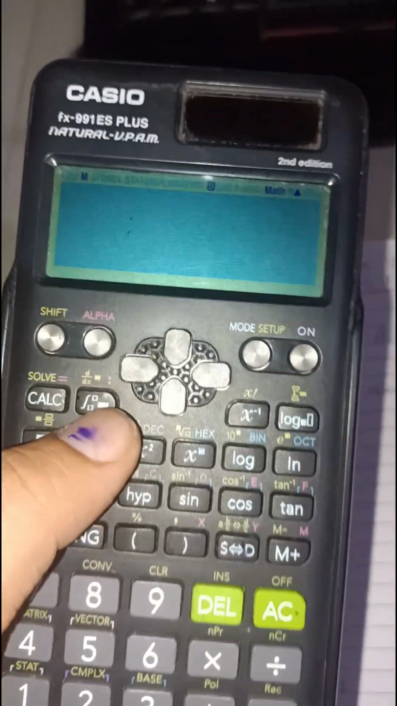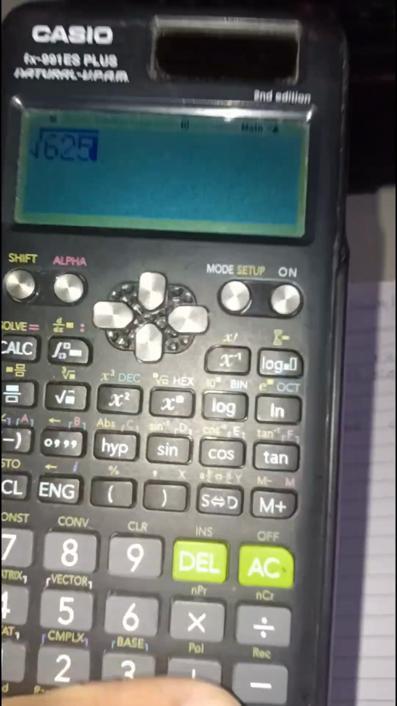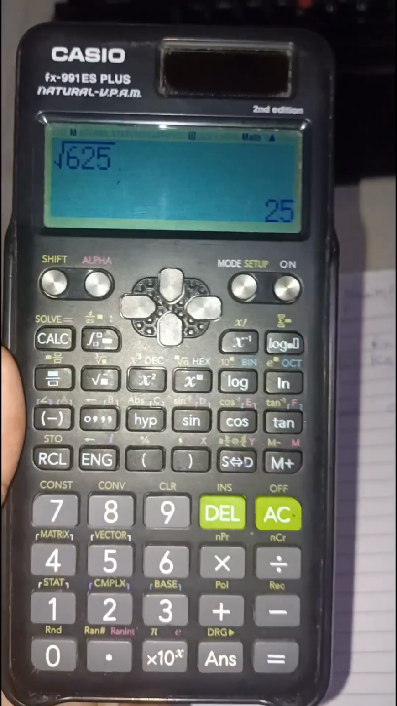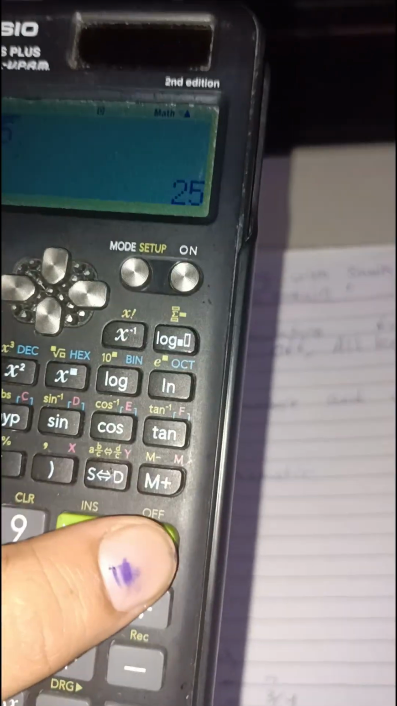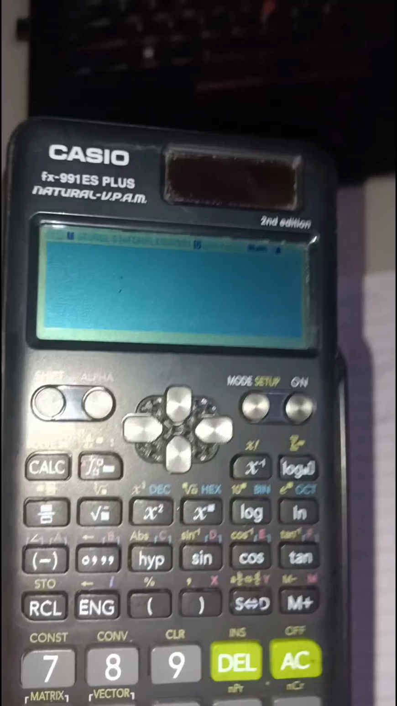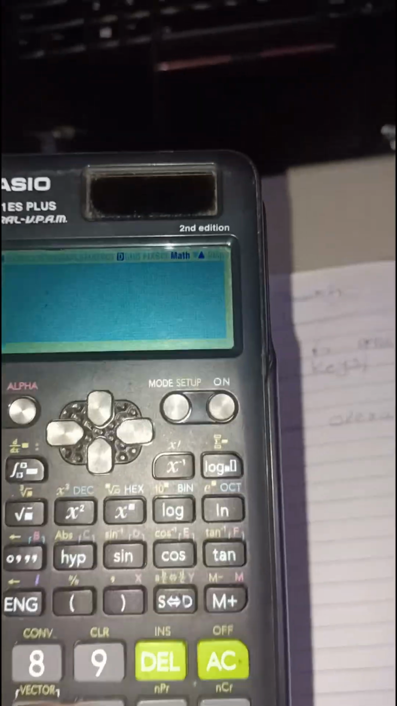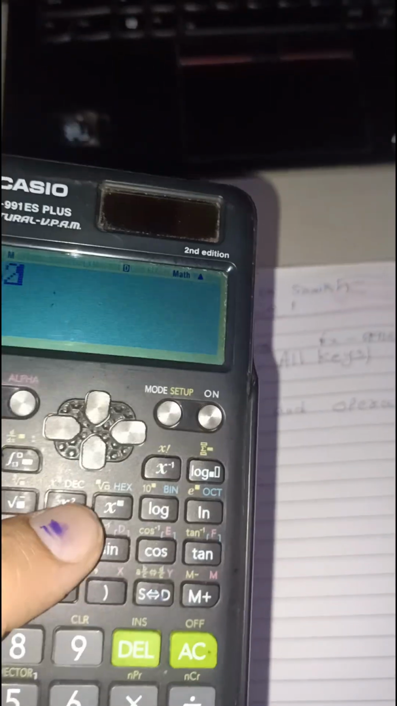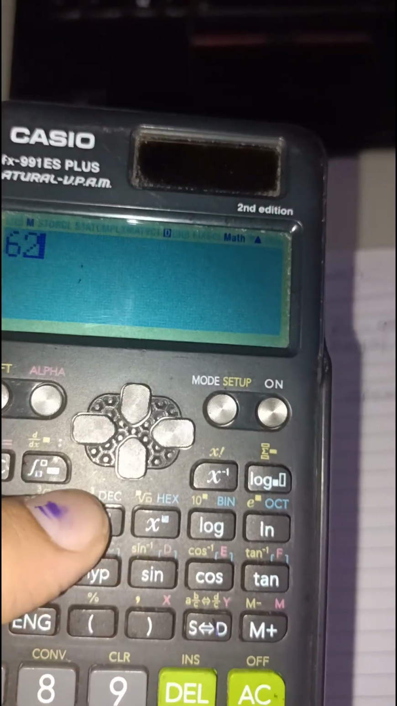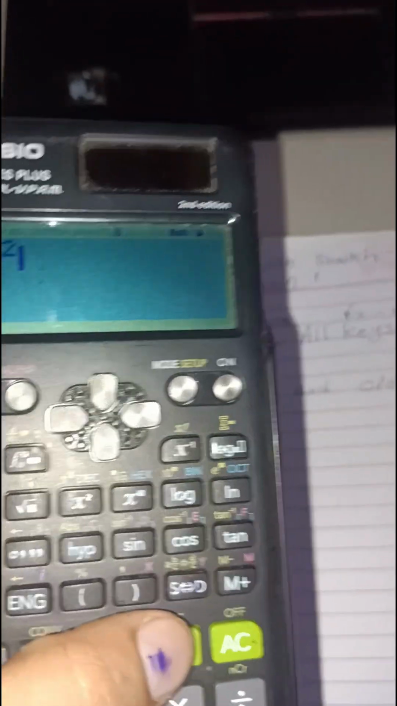If you want a square root, click on the root, then 625, equals, and you can see 25 is the answer. Okay, but in the other case, if you want a cube root, then click the shift button. If you click it directly, it shows the square.